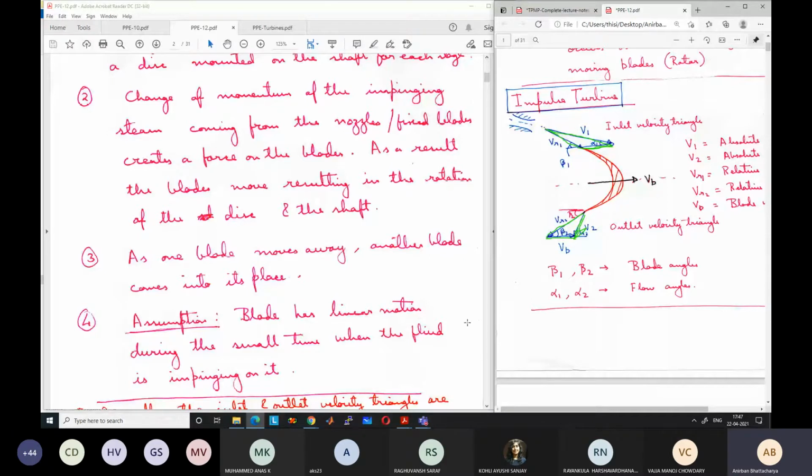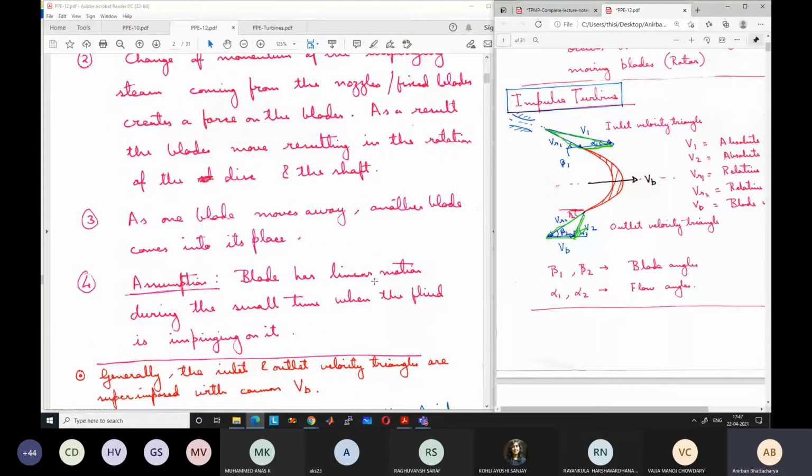Now the assumption that we have to take for this kind of calculation is that the blade has a linear motion during the small time when the fluid is impinging on it. In the actual case, there is a 3D motion. It's not linear. The blade is coming from inside the plane of your monitor or inside the plane of the paper, then it comes out of the plane of the paper, and again goes back inside the plane of the paper. You have to imagine this. But we will assume that for the small duration when we are calculating the forces on the blade, it is just moving horizontally, like what I have drawn here. This is the assumption that we need to take.